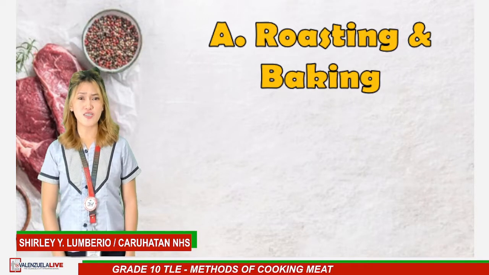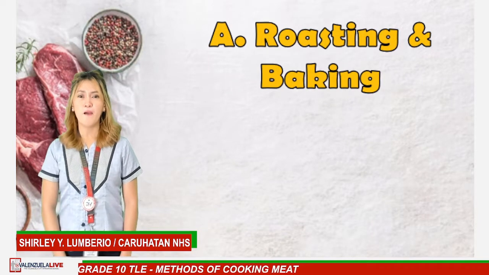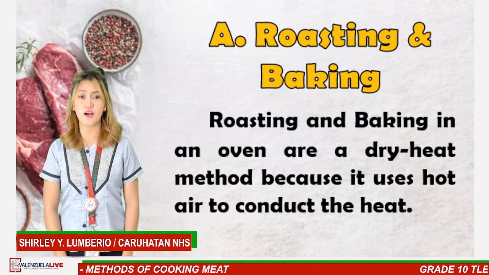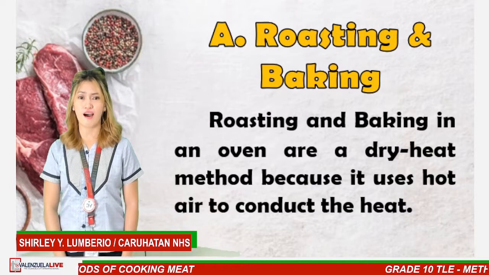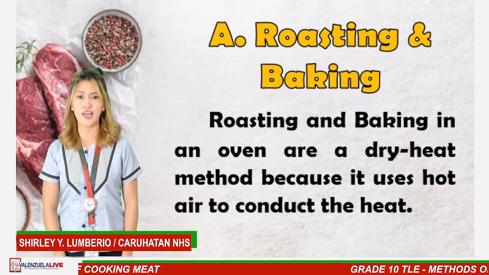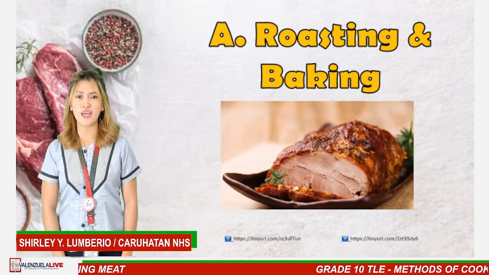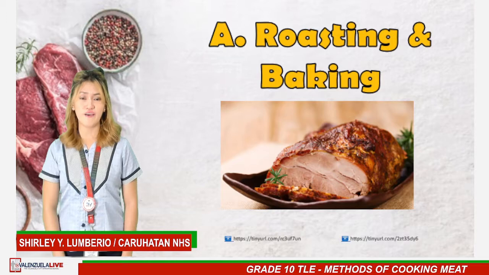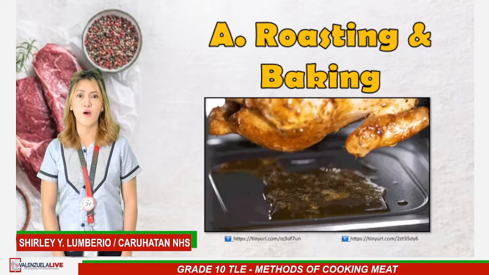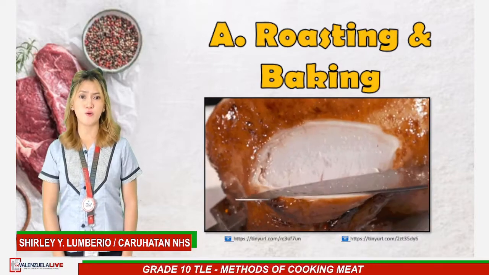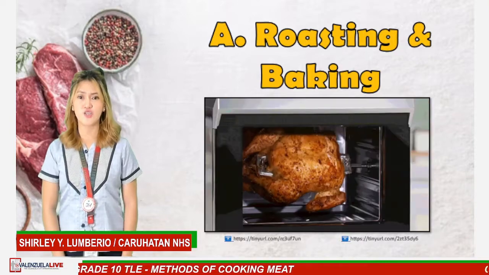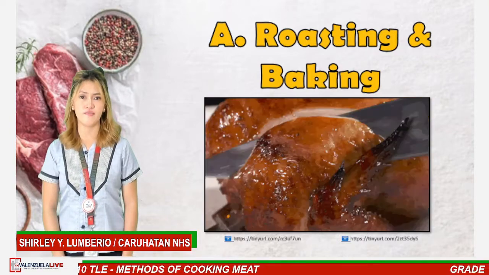First, roasting and baking. Baking and roasting in an oven are a dry heat method because it uses hot air to conduct the heat. Like other dry heat cooking methods, roasting and baking brown the surface of the food, which in turn develops complex flavors and aromas. Both words describe a method of cooking an item by enveloping it in hot, dry air, generally inside an oven.